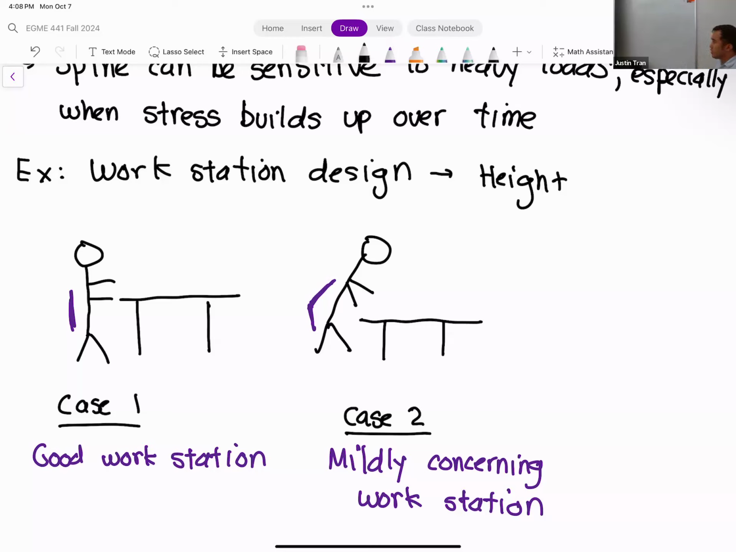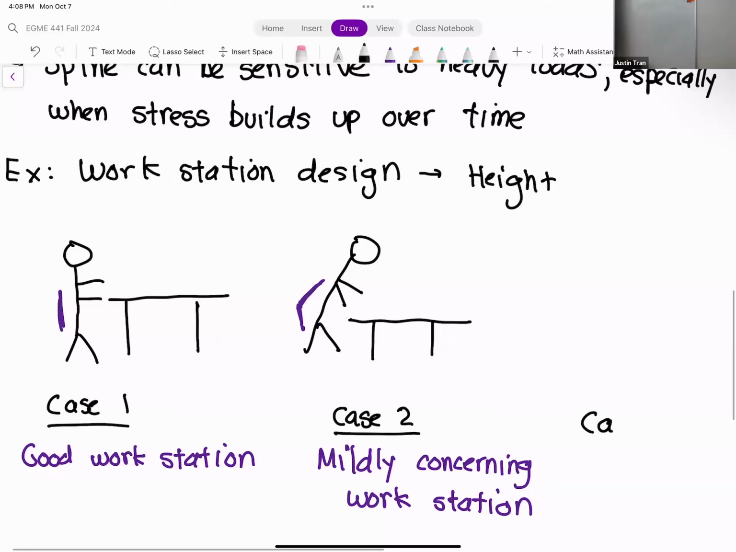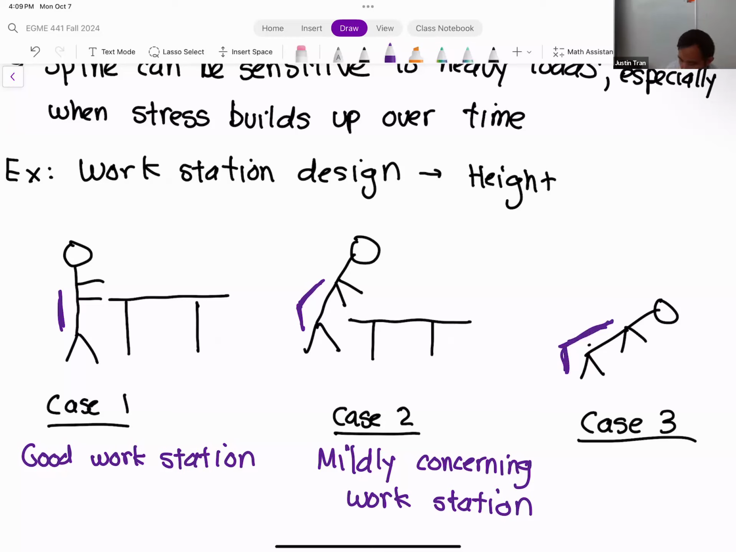And then finally, let's look at a situation where maybe there's no table at all. Maybe for whatever reason there's just not enough budget for a table, and so he has to work on the floor. He's maybe sitting down, but he has to hunch over quite a lot in order to do his work. This is case 3. You can see that the angle here is much more severe. And so I would say this is a strongly concerning workstation.